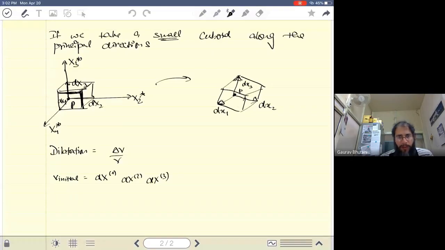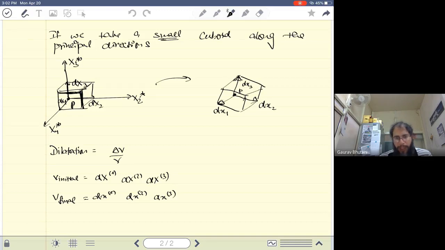Okay, so they're the same as d capital X subscript 1, but just for clarity, I've used superscripts. So that's the initial volume, and then the final volume is d small x1, d small x2, and d small x3. So you'll see that I have not used a vector sign here because we're talking about lengths in this case.